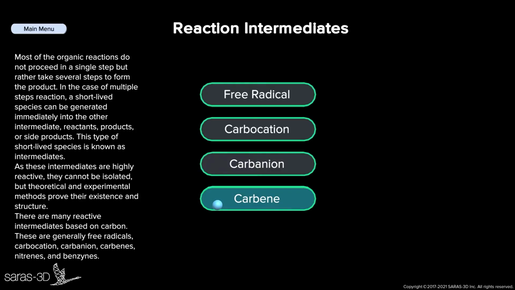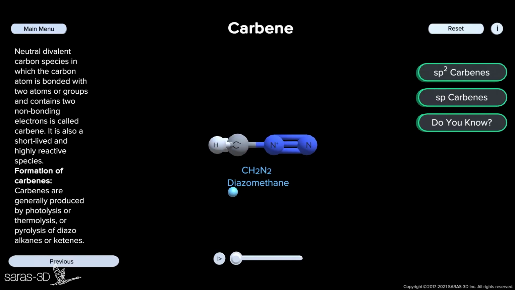Now let's talk about carbenes. Now what is a carbene? Carbene consists of a neutral carbon atom which has a valence of 2. That is, it is divalent and it has 2 unshared valence electrons. So, a neutral divalent carbon species in which the carbon atom is bonded with 2 atoms or groups, and it contains 2 non-bonding electrons, is known as carbene. It is also a short-lived species and it is highly reactive.